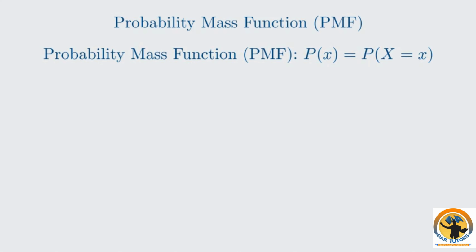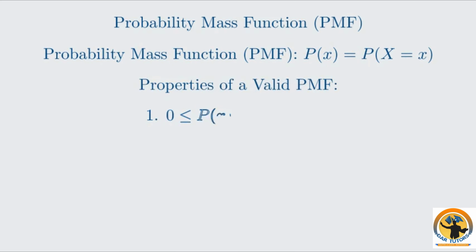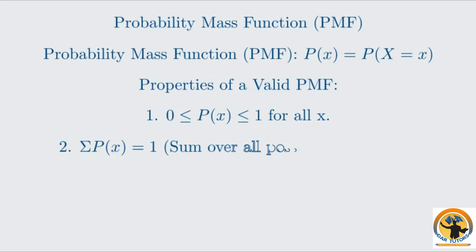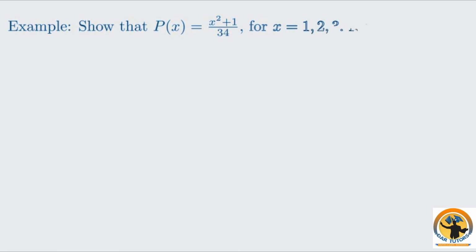Just like a probability table, a PMF must also satisfy the 2 rules for a valid probability distribution. First, for every x in the domain of the function, the probability p(x) must be between 0 and 1. Second, when you sum up p(x) for every possible value of x, you must get 1. Let's check this example. Is p of x equals (x squared plus 1) over 34 a valid PMF for x values 1, 2, 3, and 4?